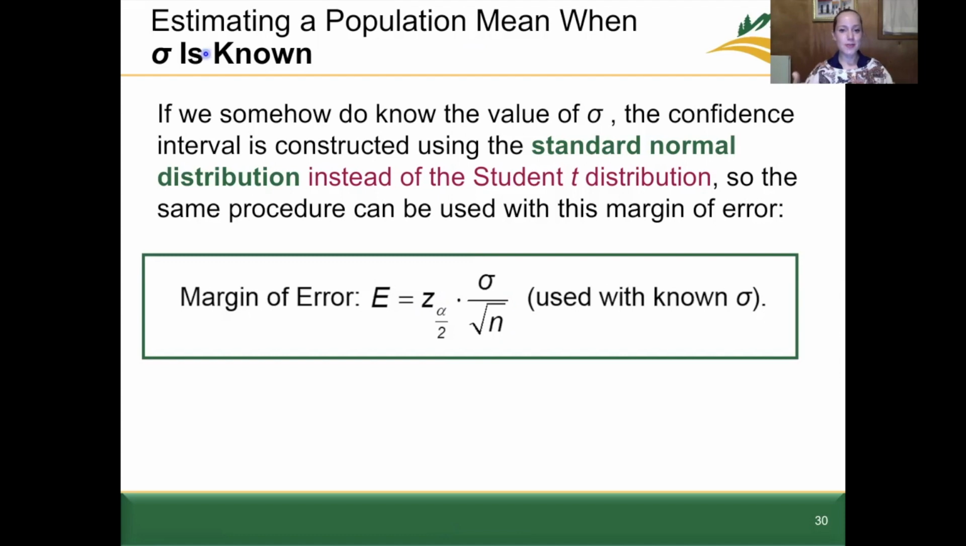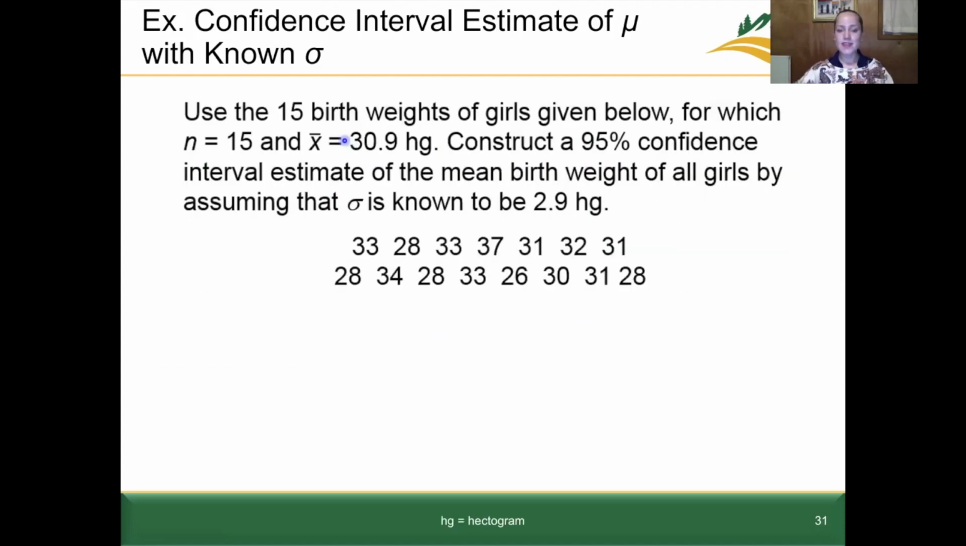Let's say we do know sigma, but we don't know mu, and we want to estimate that. We're going to use this formula for the margin of error. We're going to follow all the same steps we did in the first part of this lecture. So let's say we're using this example here. Use the 15 birth weights of girls given below here for when n, the sample size, is equal to 15, and x bar, the sample mean, is equal to 30.9 hectograms. So Hg here is in units of hectograms.